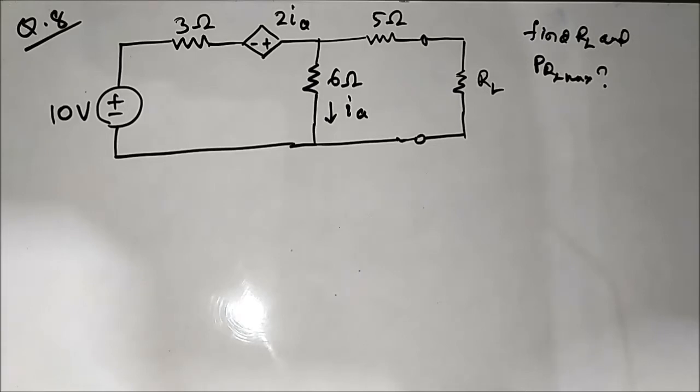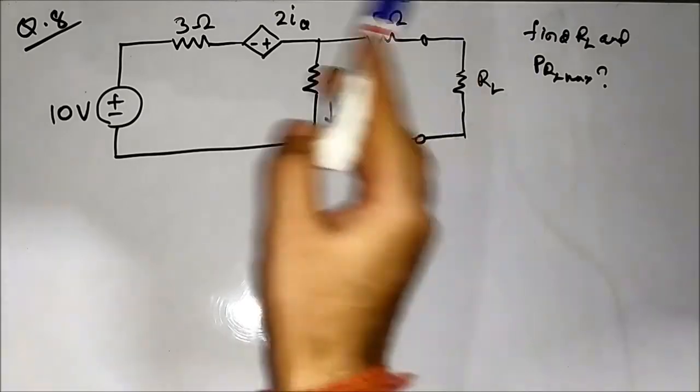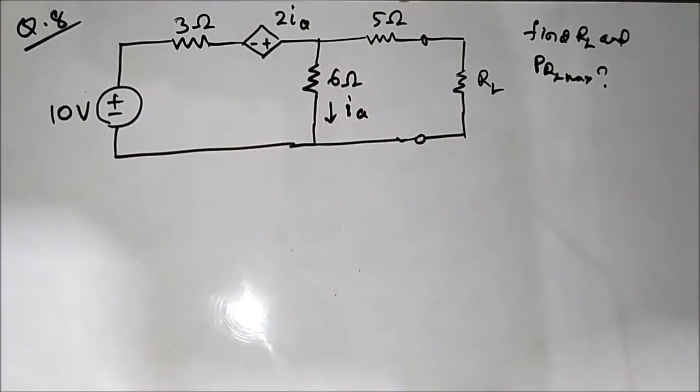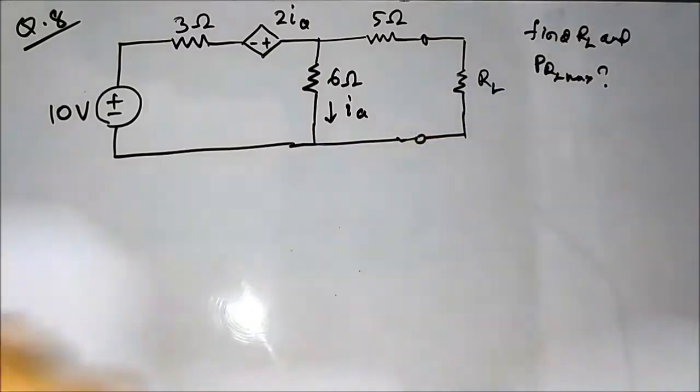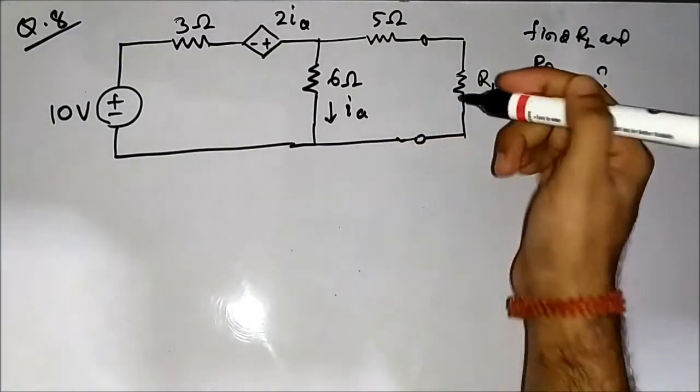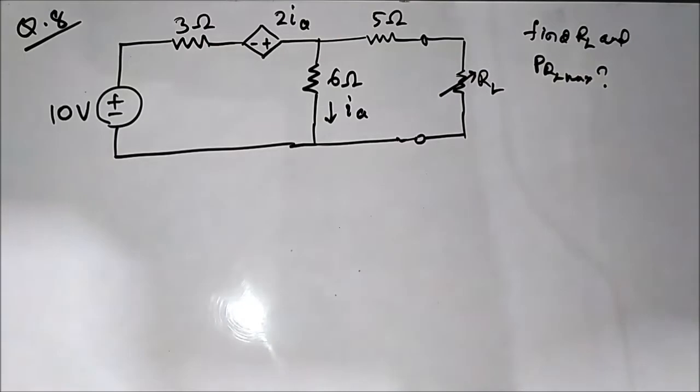So we'll continue our discussion with maximum power transfer theorem with the circuits involving dependent sources. So this is the 8th question which we are going to discuss. This is the circuit diagram and we have to find the value of this load resistance such that maximum power is transferred to the load and the value of that maximum power.